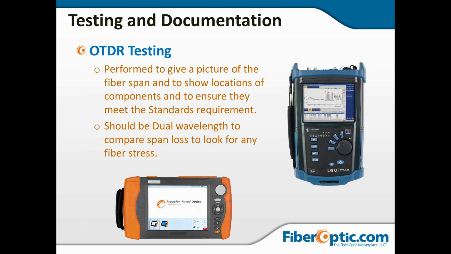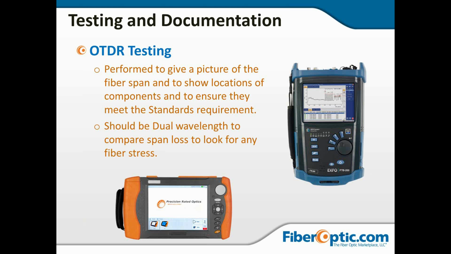So you can look at a calculated loss on an OTDR, and it will usually be fairly close to measured power with an optical loss test set. But it's not going to be totally as accurate for loss. What an OTDR does for us that nothing else does, it gives us distance. It tells us how far away the components are, whether it's a splice, connector, or whatever.